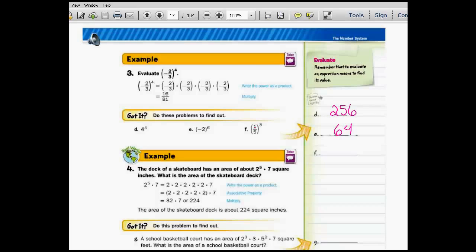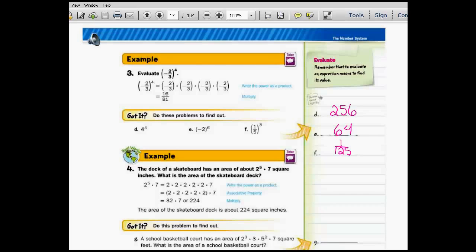And this one, it's 1/5 times 1/5 times 1/5. So 1 times 1 times 1 is 1. 5 times 5 is 25, times 5 is 125. So 1/125 would be your answer. All right.